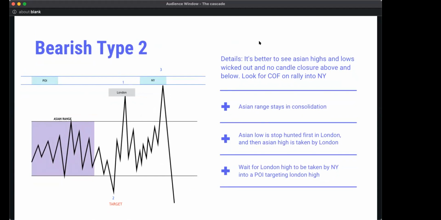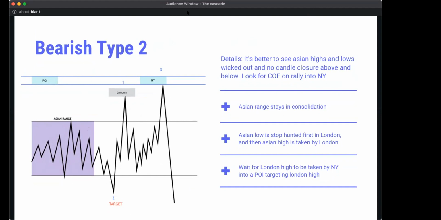This is the bearish type 2. So we have that low of Asia being targeted first, then the high, then a pullback, then a rally into New York, taking out whatever liquidity is below here, whatever trend line is being formed here, we can take that out, targeting this low that was made in London.